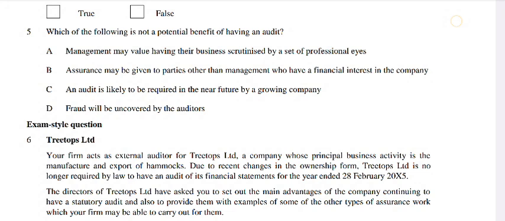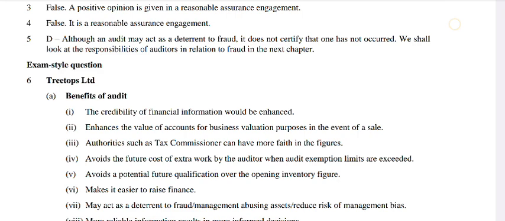Answer D. Although an audit may act as a deterrent to fraud, it does not certify that one has not occurred. We shall look at the responsibilities of auditors in relation to fraud in the next chapter.